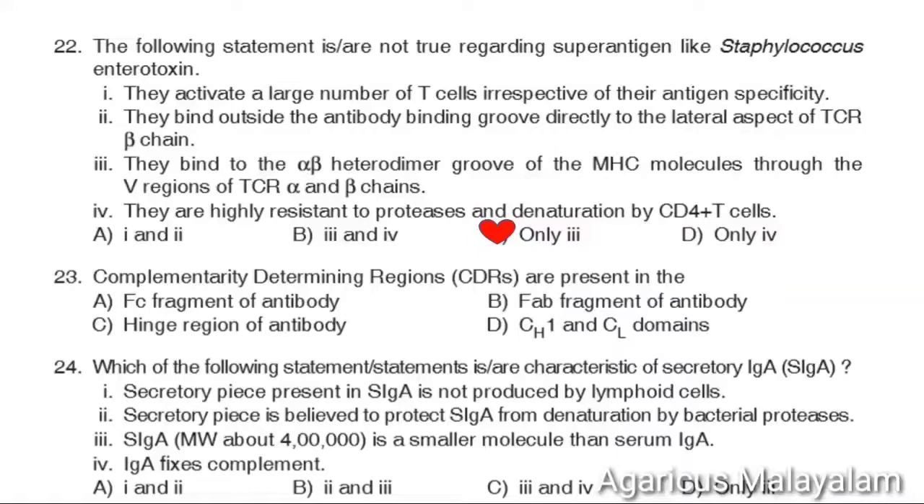23rd question, complementarity determining regions are present in the. Correct answer is option B. Fab fragment of antibody. 24th question, which of the following statements are characteristic of secretory immunoglobulin A? Correct answer is option A.